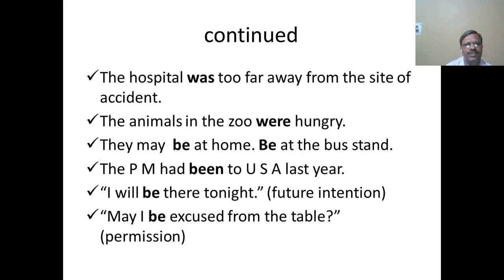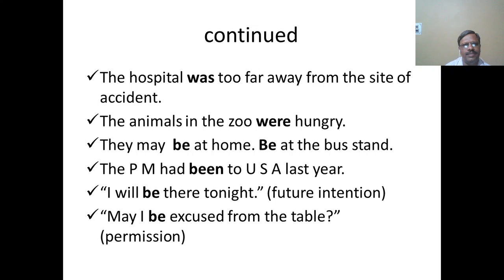The animals in the zoo were hungry. The animals is the subject of this sentence. It is plural in number. The animals in the zoo were hungry. So a plural subject takes the plural be form verb. It is in past tense.